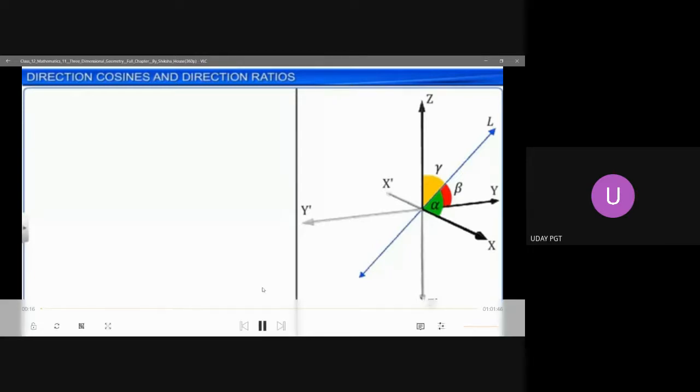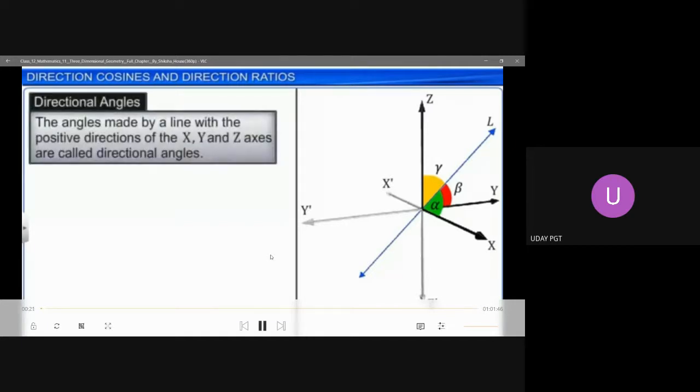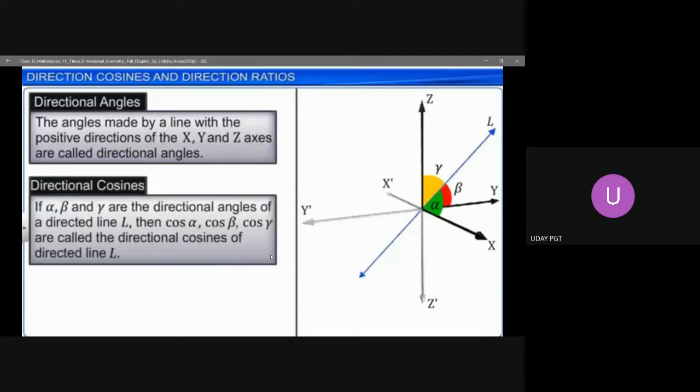So now here, direction cosines and direction ratios of a line. Direction angles, we call actually. What is meant by direction angles means the angles made by the line with the positive direction of the x-axis, y-axis and z-axis are called direction angles. So usually alpha, beta, gamma will denote the direction angles. Then cos alpha, cos beta, cos gamma are called direction cosines of a line L. So we are going to learn this in this chapter.